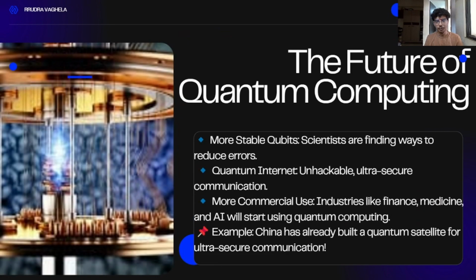The future of quantum computing. More stable qubits: scientists are finding ways to reduce errors. Quantum internet: unhackable and ultra-secure communication. More commercial use: industries like finance, medicine, and AI will start using quantum computing. Example: China has already built a quantum satellite for ultra-secure communication.